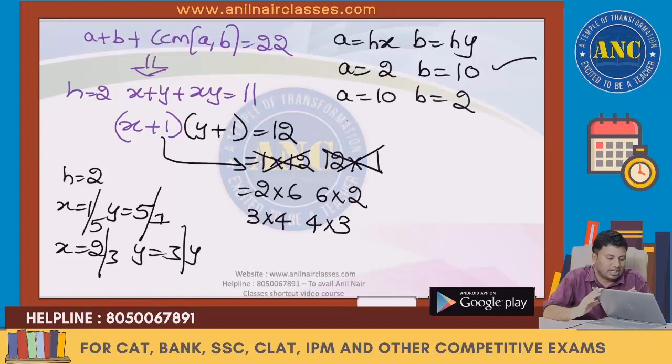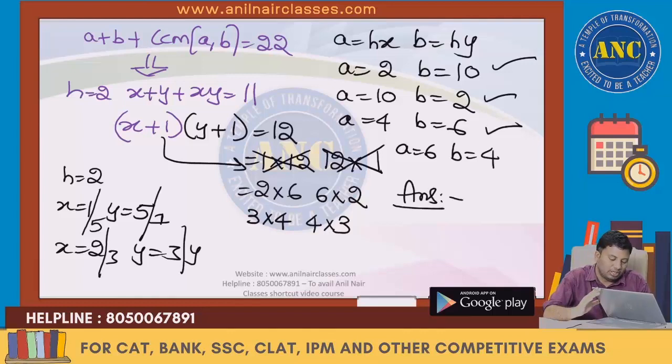What is the next case? A can be 4 or B can be 6. Or A can be 6 or B can be 4. What will be the answer? The total values A comma B can take is 4 values.